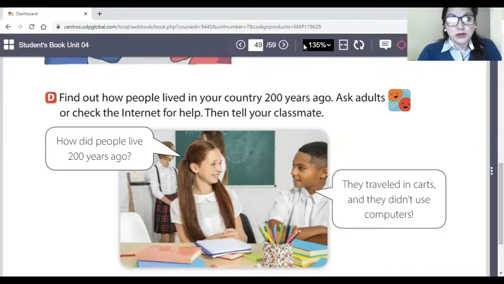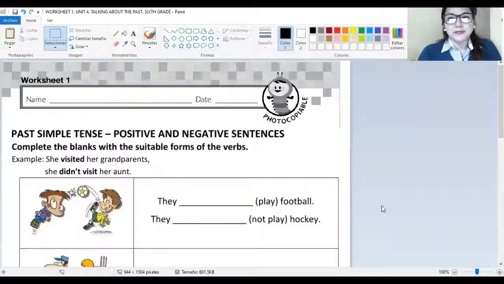I'm going to share the screen because I want you to see the printable sheet, the worksheet, okay? This is worksheet number 1 and says, what are you going to do here? First of all, you're going to write your complete name and the date here. Past simple tense, positive and negative sentences. You're going to write the positive and negative sentences, okay? For example, she visited her grandparents. She didn't visit her aunt, okay?